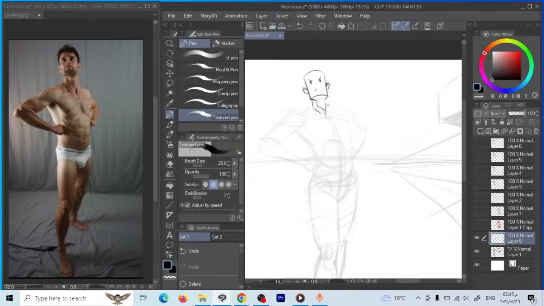Let's see. When I go for a character, I start with drawing the whole body first, as if it is naked, and then I lower the opacity to draw the clothes on, and then erase the parts I don't need.